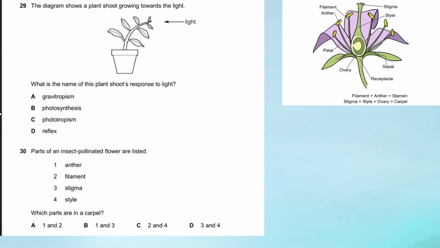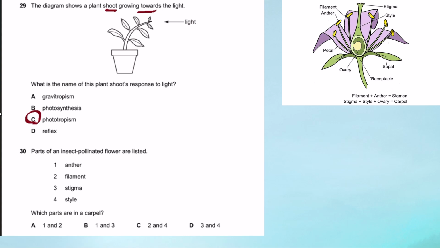The next 2 questions test your knowledge about plants. Here we have a plant shoot that grows toward the light. And they ask, what is the name of this plant's response to light? Gravitropism? No, that's growing in response to gravity. Photosynthesis? Yes, but not what we're seeing here. Phototropism is where we grow towards the light. Yes.